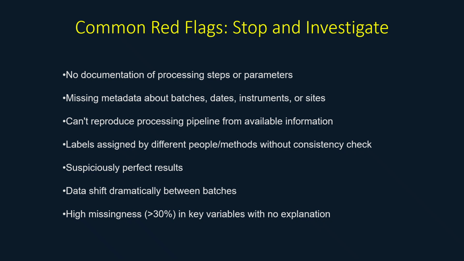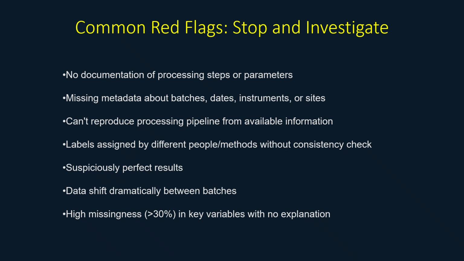Biological measurements are inherently noisy, so overly smooth distributions often reflect maybe heavy filtering or selective reporting, rather than actually true signal. Large shifts in feature distributions between batches actually are another warning sign. So these patterns usually point to technical artifacts rather than actually true biological differences.